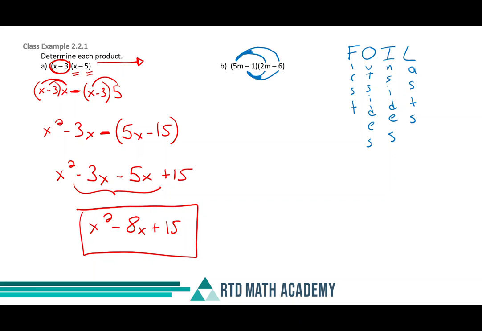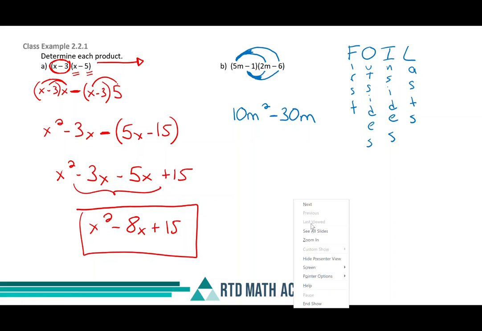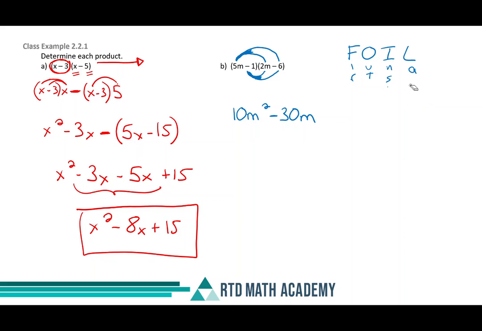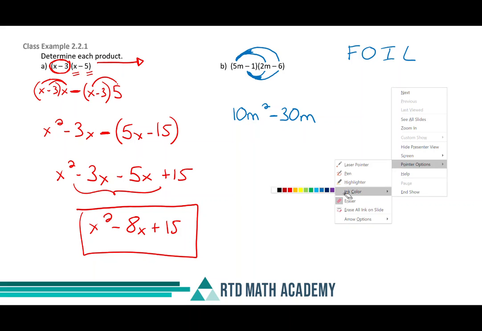So here I'm going to take 5m and multiply it by 2m, which is the first. 5 times 2 is 10, and m times m is m squared. Next, I'm going to take 5m and multiply it by negative 6. 5 times negative 6 is negative 30, and m stays the same. Next, I'm going to do the insides, or in other words, negative 1 multiplied by 2m. A negative times a positive is a negative, so I get negative 2.